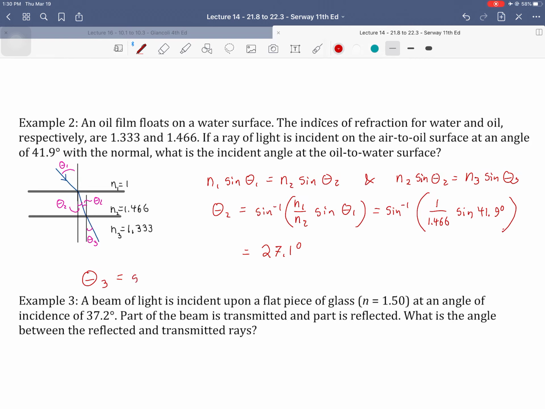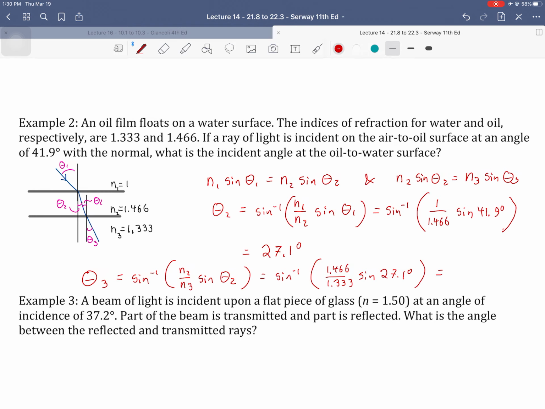So when we solve for Snell's law, it will have the same form. In this case, though, it's just going to be n2 over n3, and then it'll be sine of theta 2 that we found in the first step. So the numbers will just be 1.466 divided by 1.333, and then sine of 27.1 degrees.